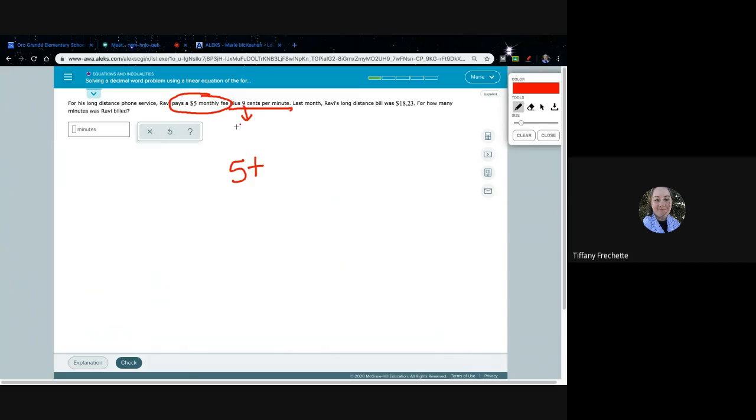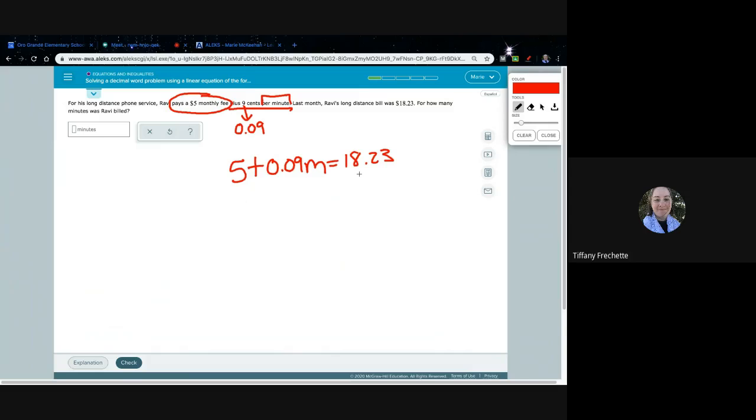Make sure you convert this to a decimal. We don't want to write 9. We want to write 9 cents. So we know it's 9 cents. It says per minute. So right away we can write times M. That means per means times, and then instead of minute I'm putting M. Ravi's long distance bill was $18.23. So we know that's how much he paid.